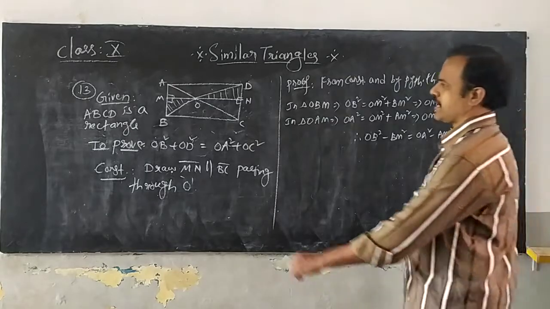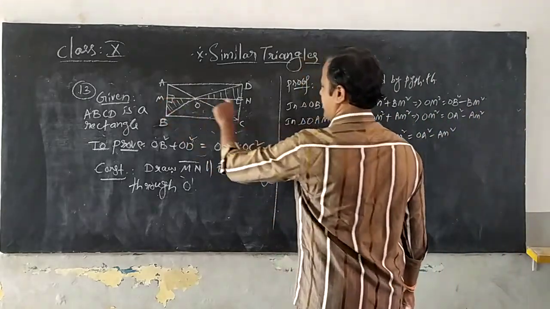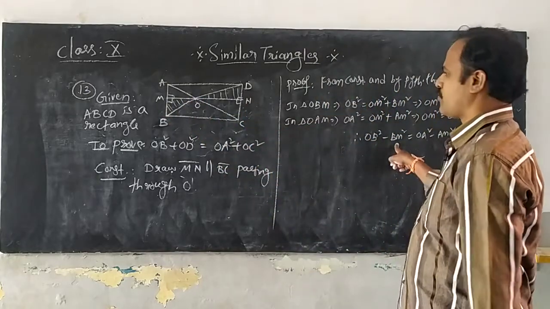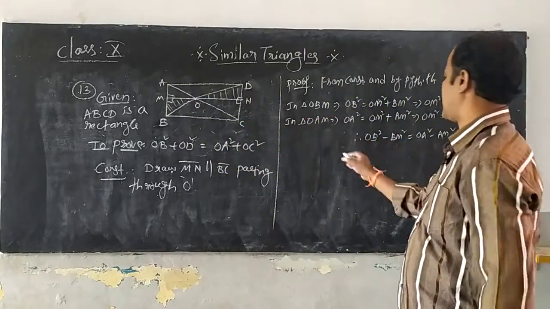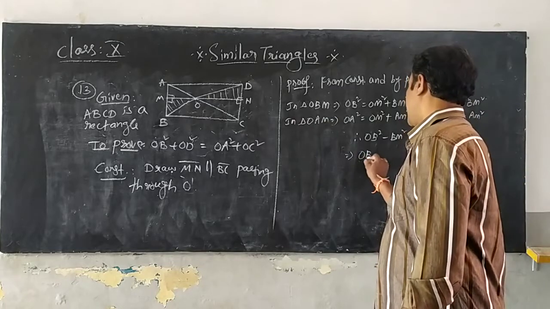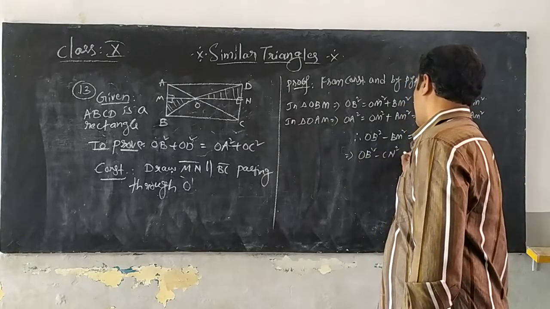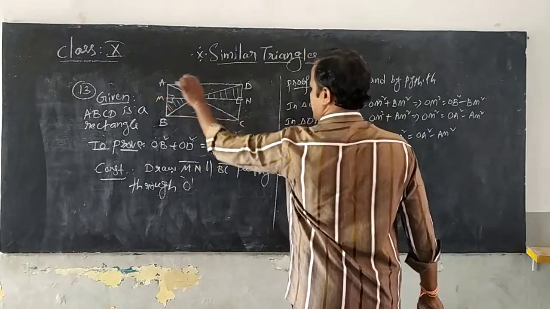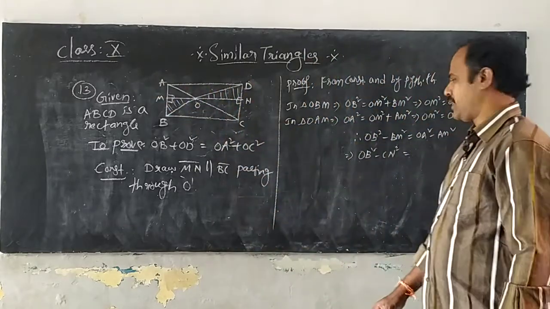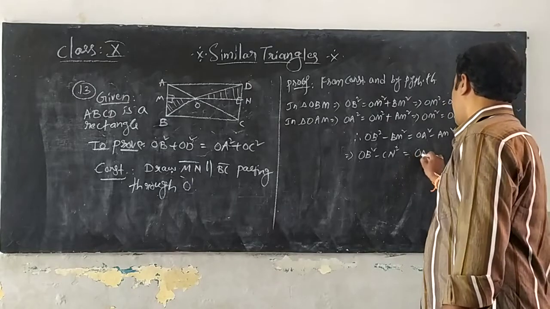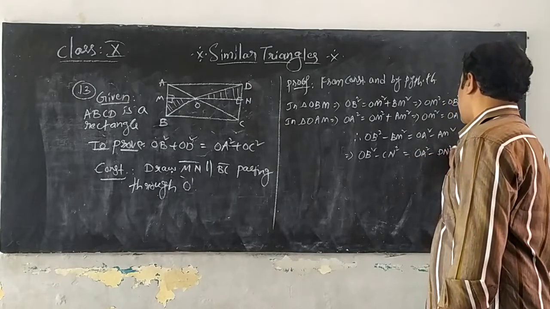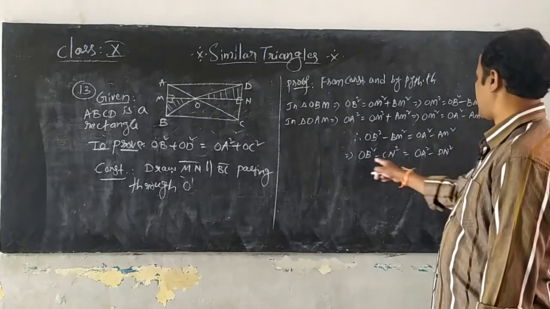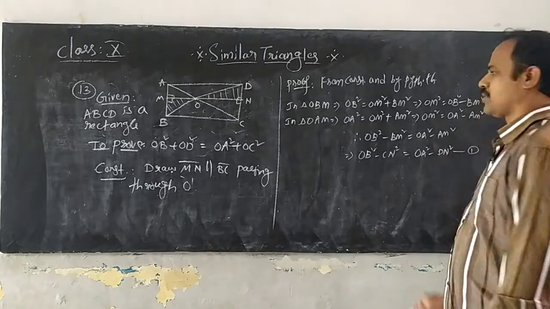But you observe here carefully, BM is always equal to CN because this part is a rectangle. So in place of BM, we can substitute CN, implies OB square minus CN square is equal to, and similarly instead of AM you can write DN. So OA square minus DN square. Take it as equation 1.